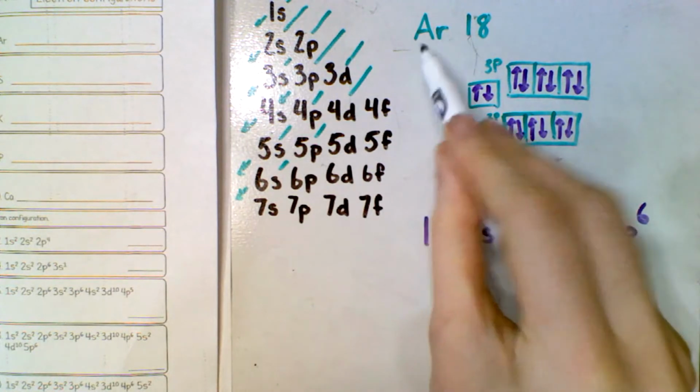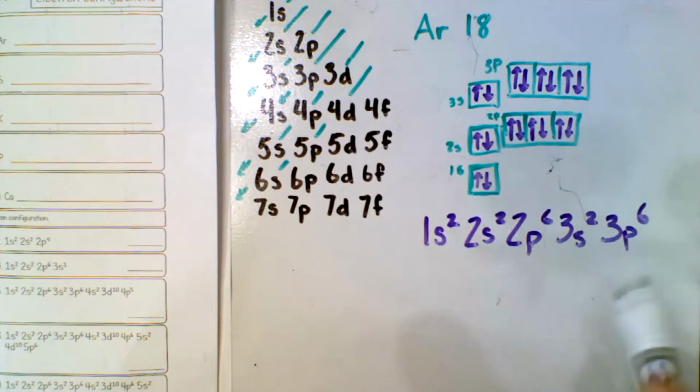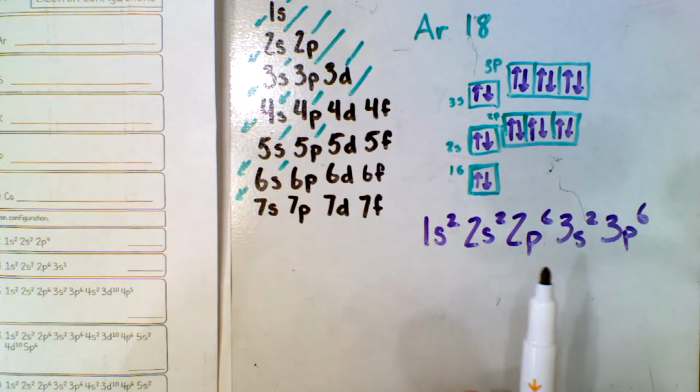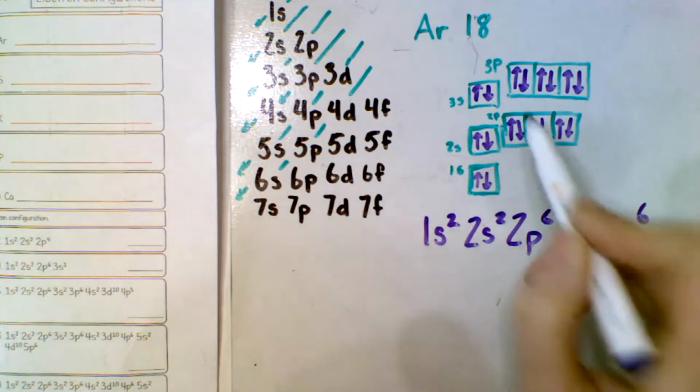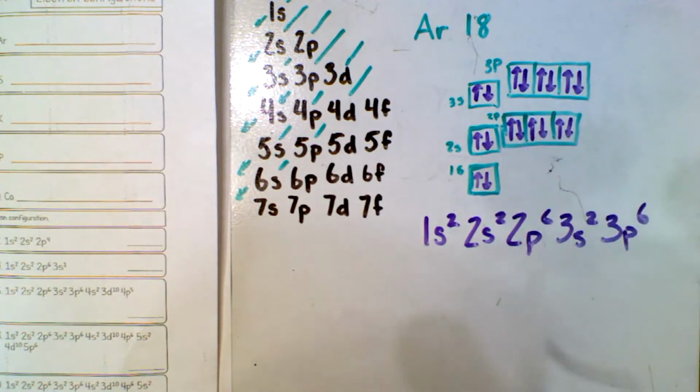Argon is found on the far right side of our periodic table. It is what we call a noble gas, which means that it has a full set of orbitals. It doesn't actually need to do chemistry with anybody because it's happy all by its lonesome. All of its orbitals are full. Okay, next.